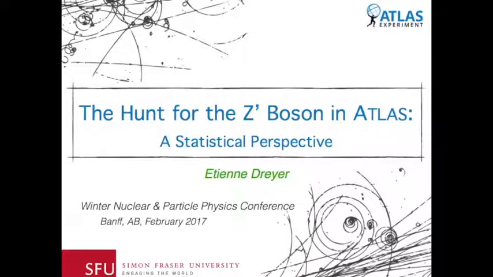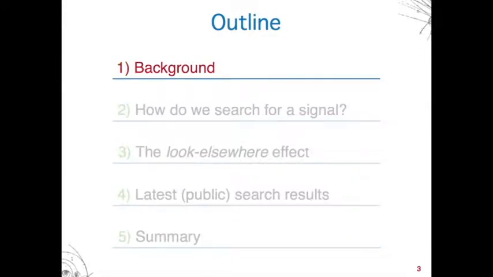So without need to explain this again, we're looking for a new particle called the Z-prime boson, using the Atlas detector to look for this. The statistical perspective is a little bit tricky because I know it's a bit of a sensitive topic if you're not very fond of statistics, but bear with me. Let's get started right with the background.